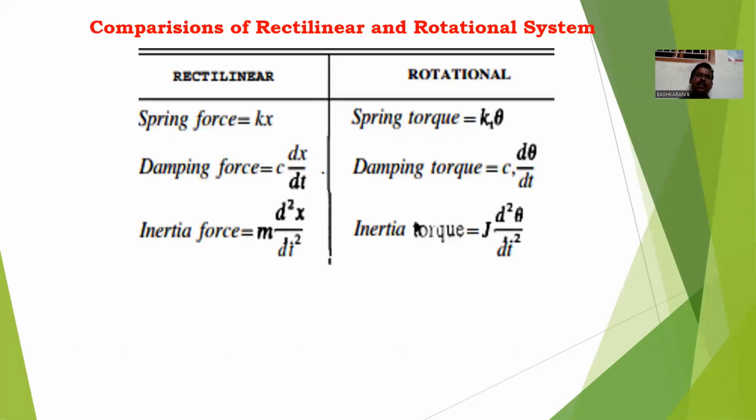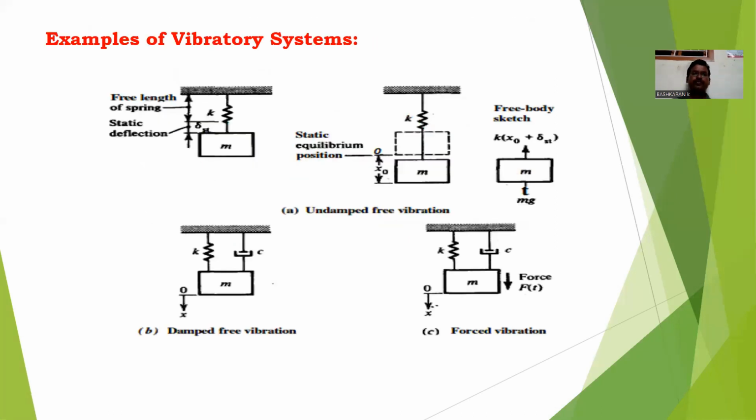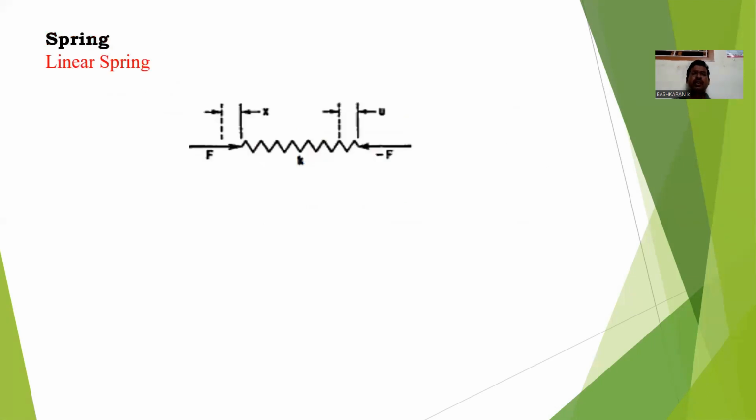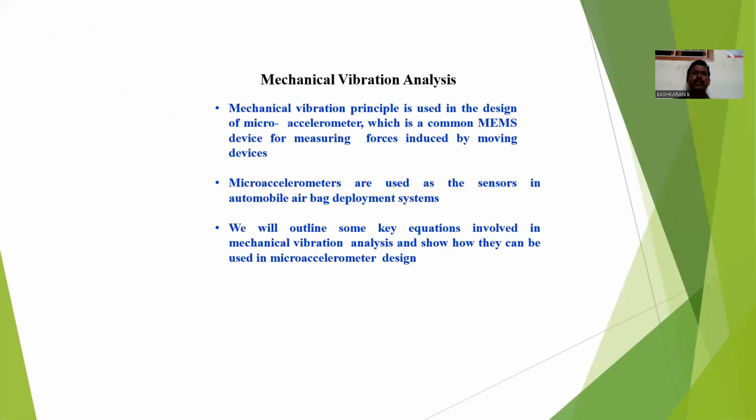This is the rectilinear and rotational comparison. When we compare the systems, we have a rectilinear system and a rotational system: spring force and spring torque, damping force and damping torque, inertia force and inertia torque. These are examples of vibrating systems. The spring would be a linear spring.